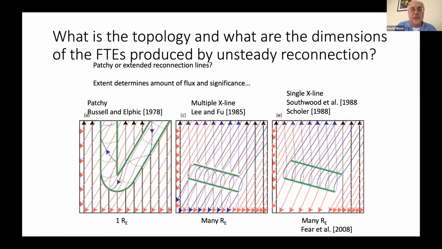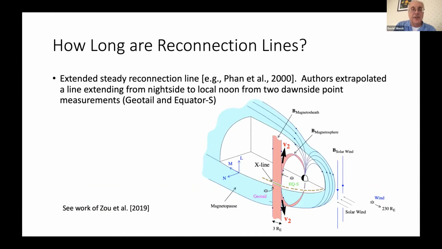How big are these flux transfer events, and what is their topology? It's an open question. Here's the original picture of a flux rope with a dimension of about an Earth radius. Maybe it's a true flux rope with many Earth radii, or maybe it's a bubble extending over many Earth radii. Lots of possibilities.